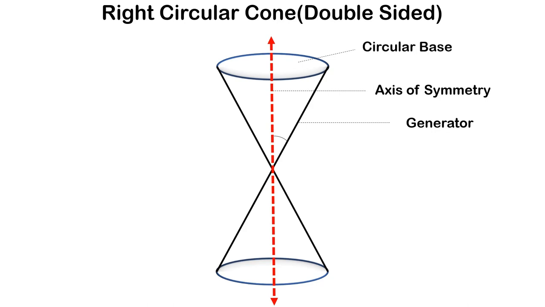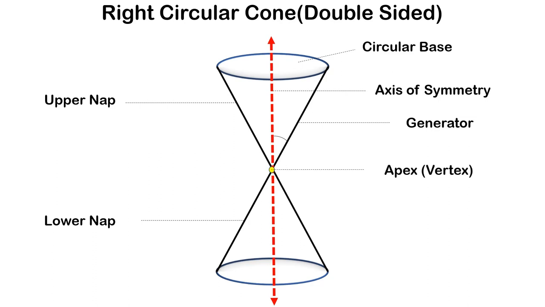This cone is double-sided, so it has two portions. The upper portion is called the upper nappe and the lower portion is called the lower nappe. The point where these two nappes meet is called the apex or vertex of the right circular double-sided cone.